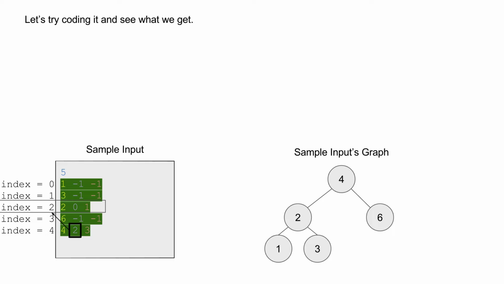So let's try coding this to see what we get. We're going to take the same sample input file, and we're going to use that to try to create our graph. But before we do that, I'm also going to want to create a print function that will allow us to print out each of the items in our graph so that we can visualize it to see, is this reading correctly or is this working correctly?